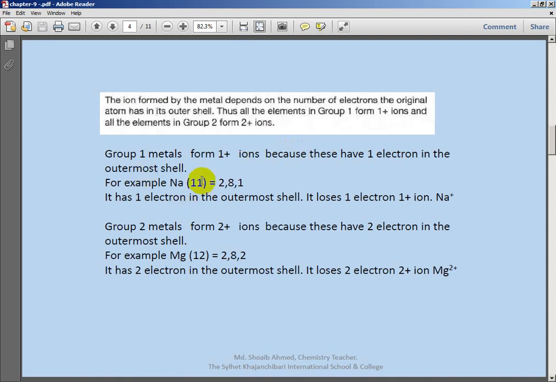So group 1 metals form 1 positive ion because they have 1 electron in the outermost shell. For example, sodium, group 1 element, 2, 8, 1. Look at the outermost shell, 1 electron. It loses 1 electron and forms a 1 positive ion, Na+. Group 2 metals form 2 positive ions because they have 2 electrons in the outermost shell. For example, magnesium, 2, 8, 2. It loses 2 electrons and forms a 2 positive ion, like Mg2+.